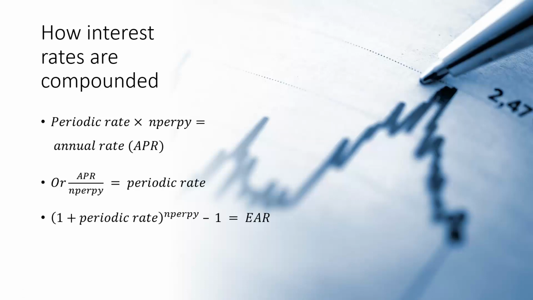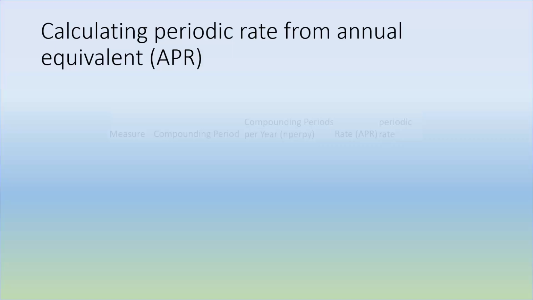1 plus periodic rate to the power of number of periods per year, minus 1, is the effective annual rate. So what's happening here is you take the periodic rate, add 1 to it, and compound it for the number of periods in a year, and then take that 1 that you invested away from it. So you'll just be left with what is the effective rate at which your money has grown.